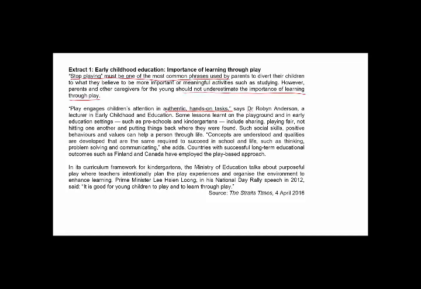and I think it shared further about how, through learning through play, children are able to learn sharing skills, playing fair, not hitting one another, and putting things back where they were found. Social skills as well, positive behaviors and values that can help a person through life. So life skills as well. All this highlights the importance of the play-based approach, which countries such as Finland and Canada have employed with success, as you can see.